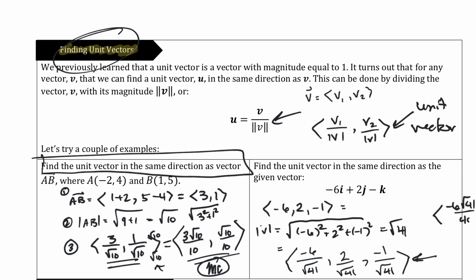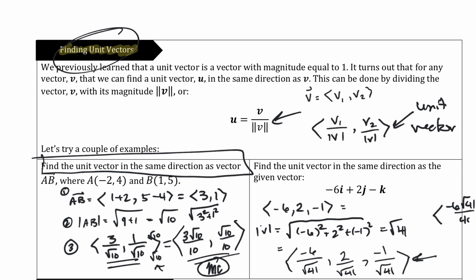Okay? So the way we do that is you're going to take the vector in component form, and you're going to find its magnitude like this, right? So we're going to get 3 squared plus 1 squared, which is 9 plus 1, which just gives me 10, right? So I'd do 3 over the square root of 10 and 1 over the square root of 10.